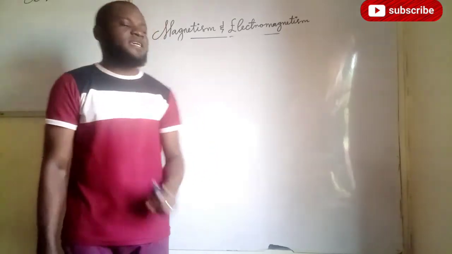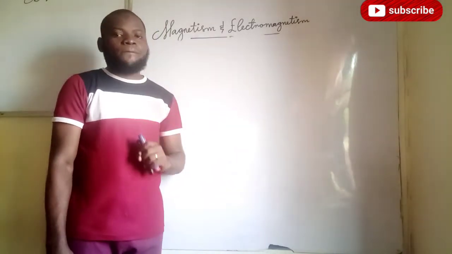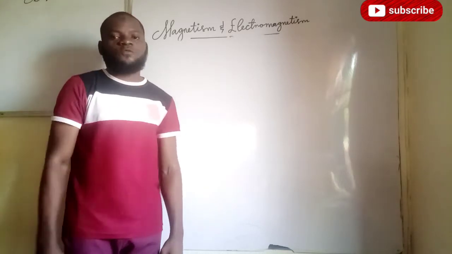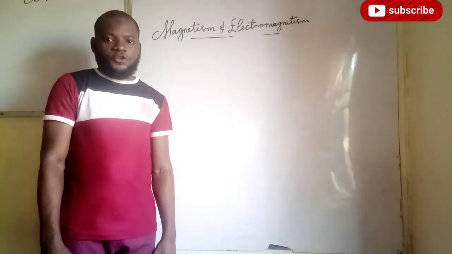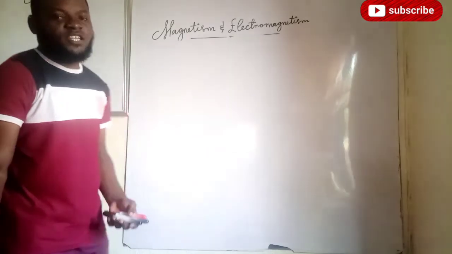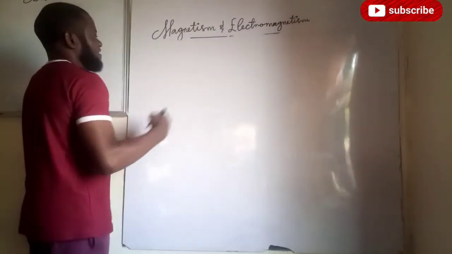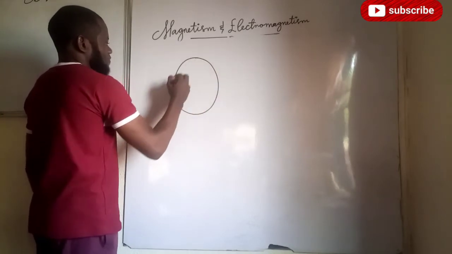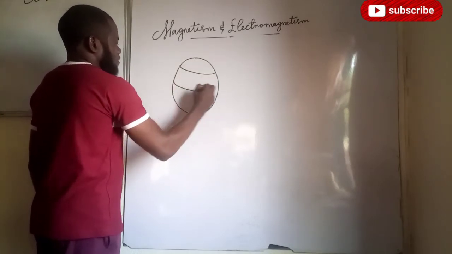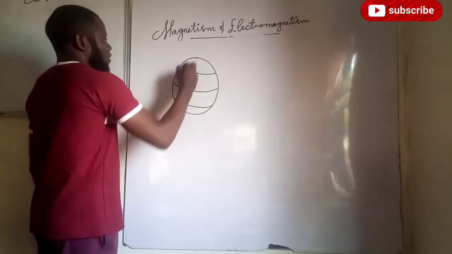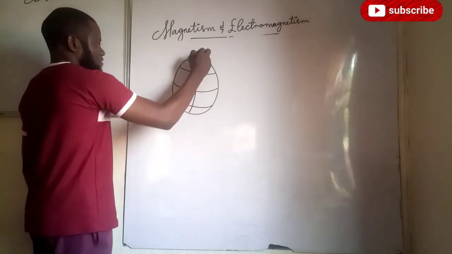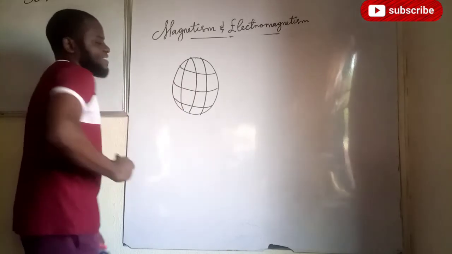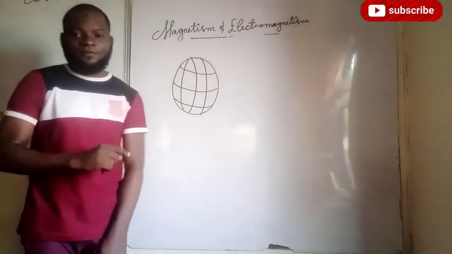And secondly, the magnetic compass. Why are they always on a straight line? It's as a result of the Earth's magnetic field. Now, let's quickly look into that. Let's take for instance that this is the Earth. Okay? Now, if this is the Earth, don't mind my drawing, but let's take it like that. Let's say this is the Earth now.